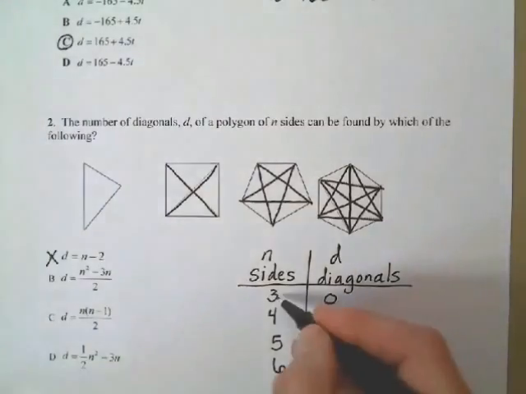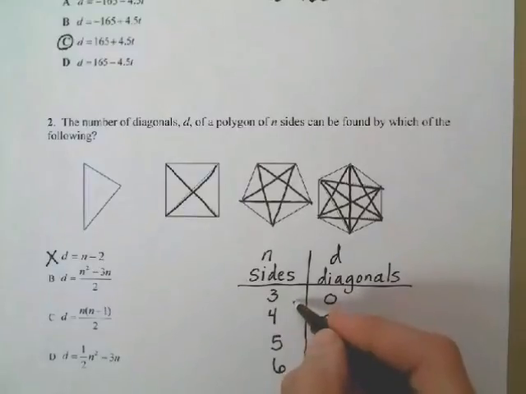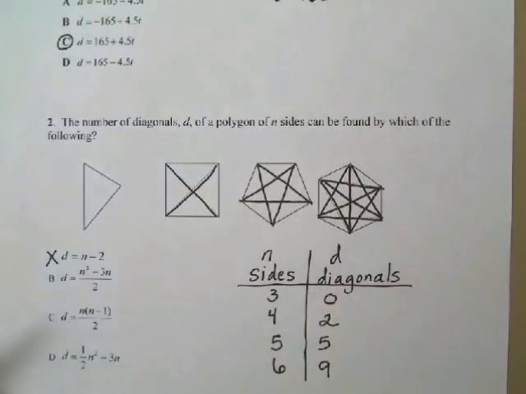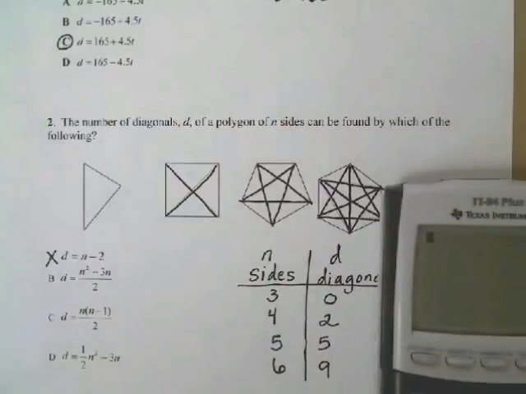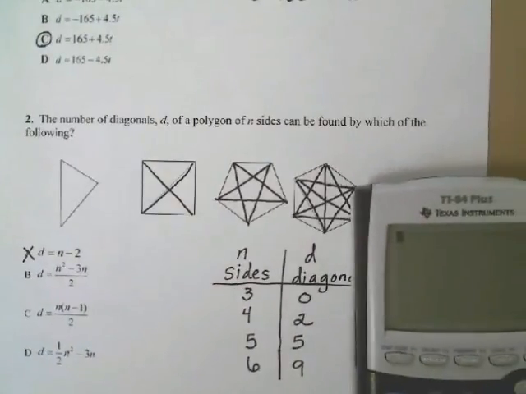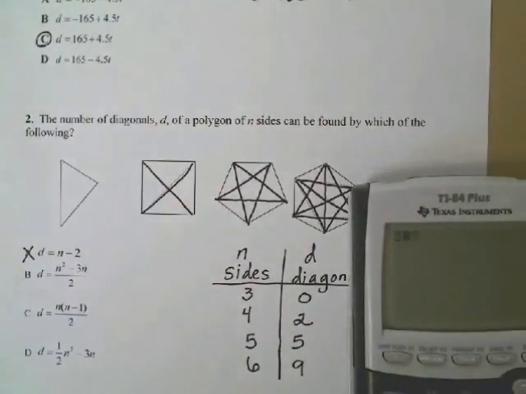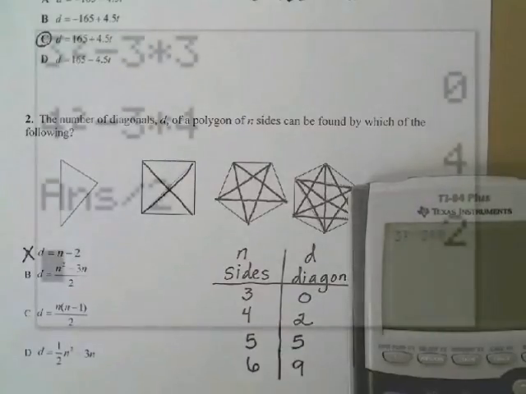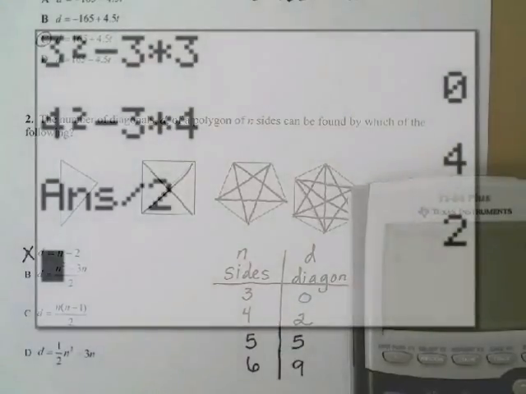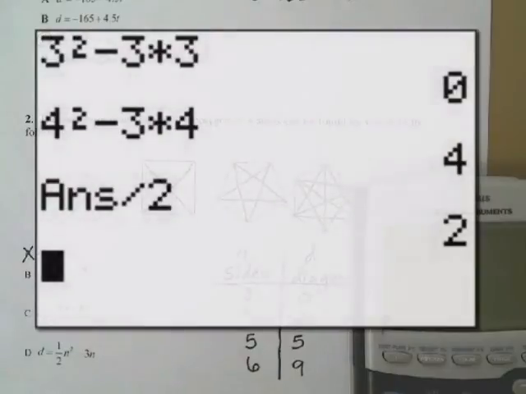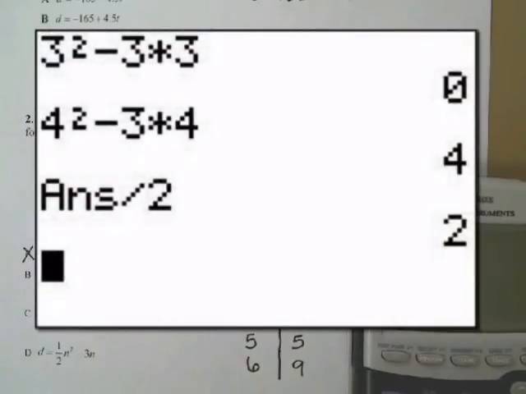Let's try choice B. Choice B, we have n squared minus 3 times n, divide by 2. So if you want to do some of those in your calculator, we'll try and see if this will work. 3 squared minus 3 times 3, divide by 2, comes out to 0. So far it works for the first set of points.